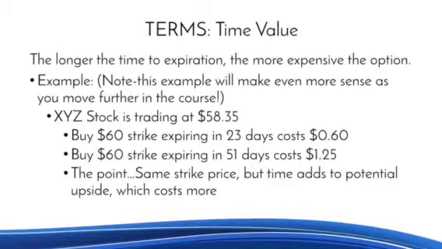So if the stock is trading at $58.35, if we buy a $60 strike, which by the way expires in 23 days, let's say, it might cost 60 cents. But if you buy that same $60 strike, again, strike price is the price at which your stock would execute at, and it expires in 51 days instead of 23 days, that costs $1.25. So there's now 65 cents of premium built in just to go out 51 days versus 23 days. So it's the same strike, but you add potential essentially to the upside simply because they're giving you more time.